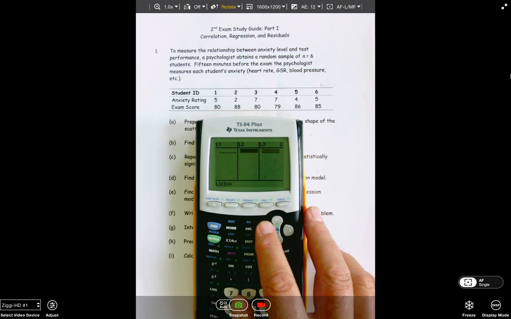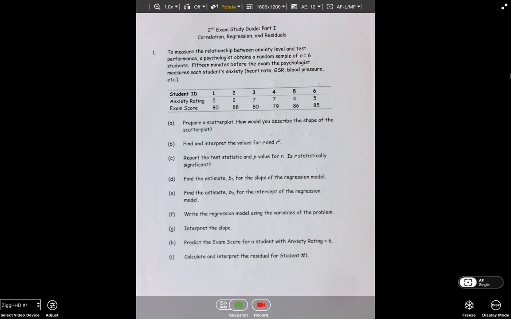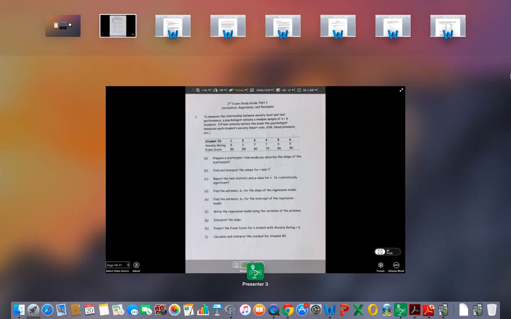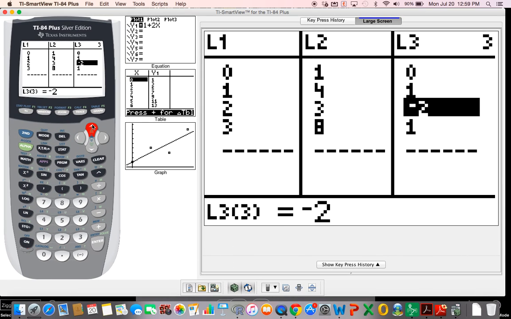I want to get rid of all this stuff. All right, you know what? I think this is going to show up better if I use the other calculator. So I think I'm going to do that instead. Sorry.